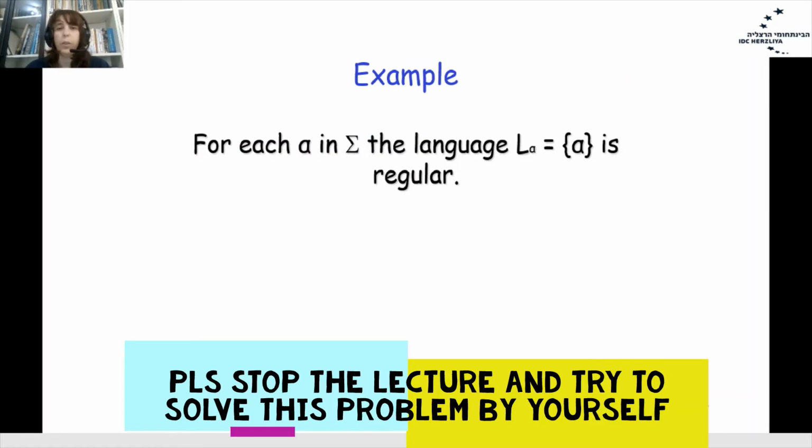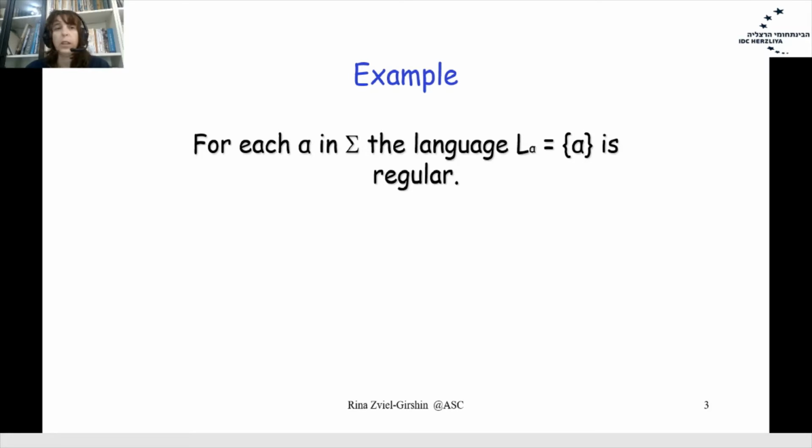Okay, let's solve the first question. For each letter A in sigma, the language L_A is regular. I advise you to stop the lecture recording and to try to solve this problem by yourself. I will continue with the example. So to prove that the language is regular, I need to build a finite automaton that accepts the language. I will use a deterministic finite automaton, and to accept only one single letter A of the alphabet, I will use a three states automaton.